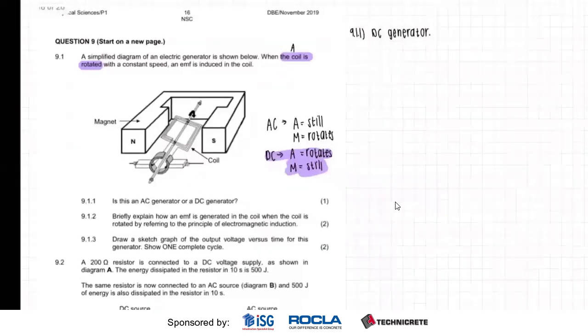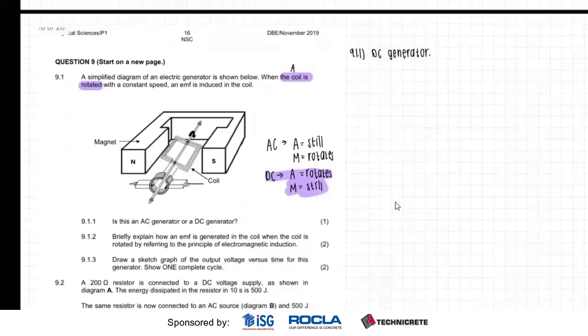It was only 1 mark, but we need to give the answer. We don't need to give an explanation, but obviously you need to understand the explanation before you can give the answer. Question 9.1.2 says, briefly explain how an EMF is generated in the coil when the coil is rotated by referring to the principle of electromagnetic induction.